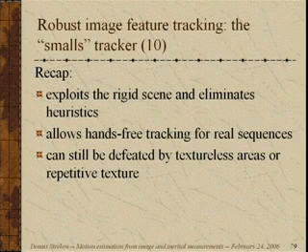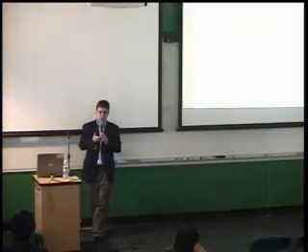Okay, so just to recap, SMALS is a revisitation of this long-time tracking problem. It exploits the rigid scene assumption, meaning that we intend it specifically for 6-DoF motion. And it eliminates the heuristics that limit Lucas-Kanade's application to a lot of real sequences. It allows hands-free tracking for real sequences. For example, at Honeywell, if we're writing a proposal, someone can just hand me a sequence from Honeywell's new vehicle, and a lot of times it just generates the right tracking without any tweaking or manual correction from me. But it can still be defeated by textureless areas or repetitive textures like this ceiling grate. I'll show you some examples of that.